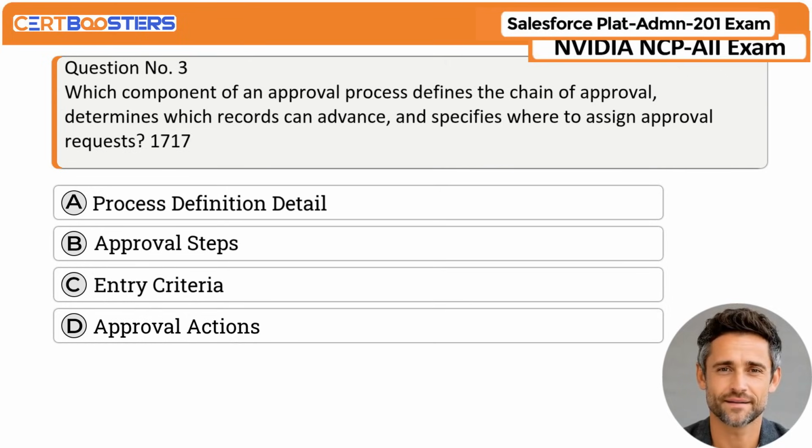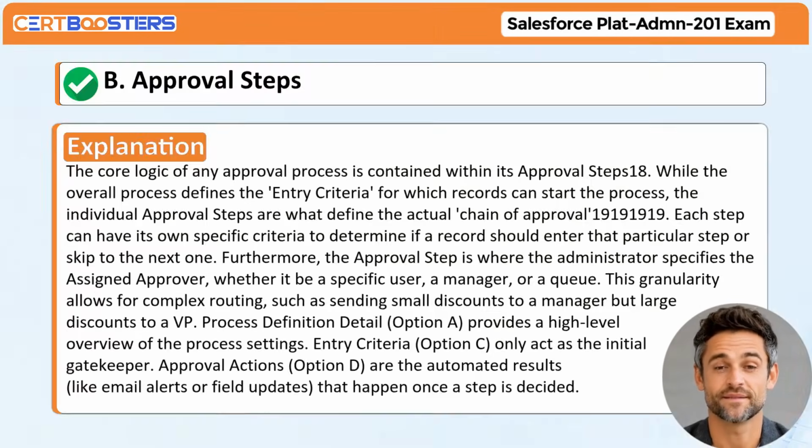Process definition detail. B. Approval steps. C. Entry criteria. D. Approval actions. Correct answer, B. Approval steps. The core logic of any approval process is contained within its approval steps.